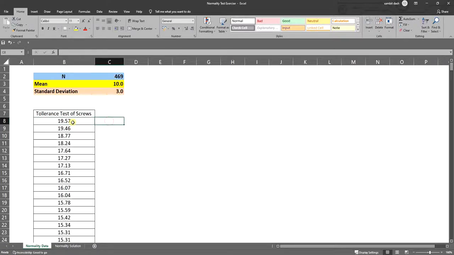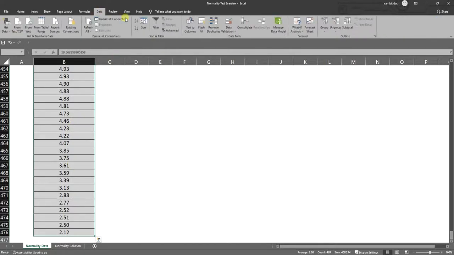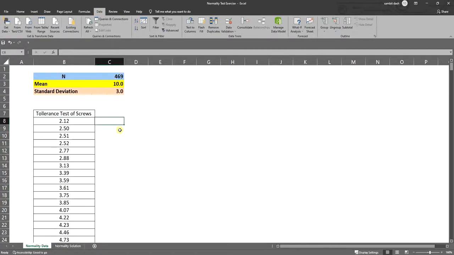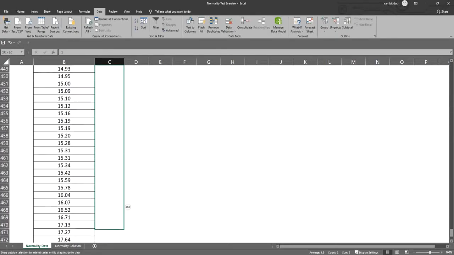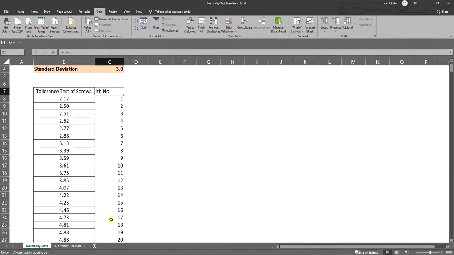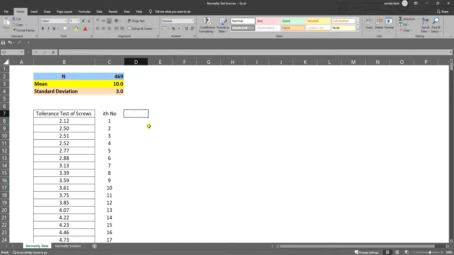Before we assign i to this, you just need to sort it from small to large. Go to data and then we do the sorting, small to large. So we'll write here ith number, and then we can just serial it, 1, 2. So this is our ith interval in the data. And I'll just drag it. You can double click it as well. So we have the ith interval now. Let me sort it out.